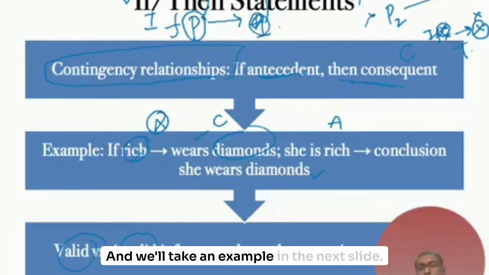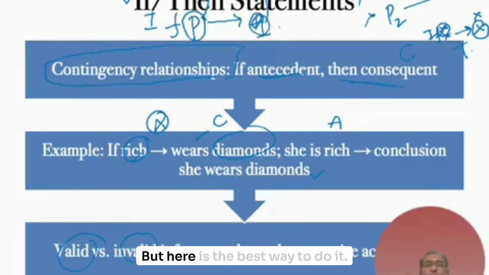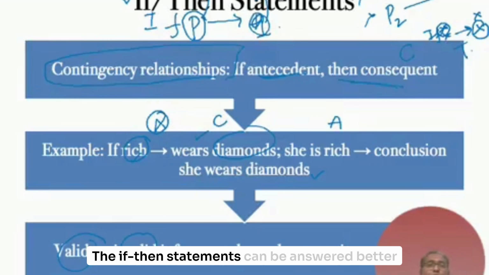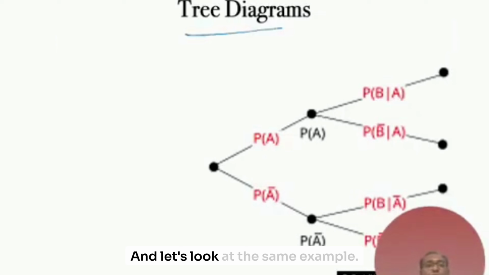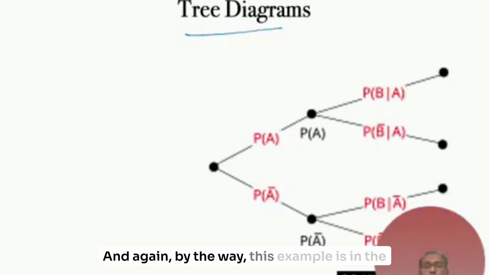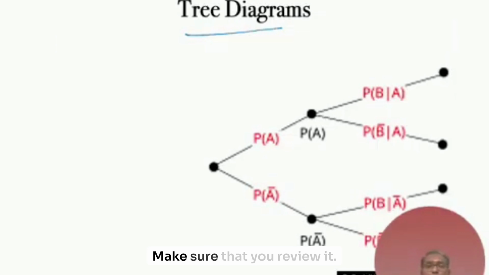And we'll take an example in the next slide. But here is the best way to do it. The if-then statements can be answered better by using what are called tree diagrams. Let's look at the same example. And again, by the way, this example is in the book chapter. Make sure that you review it.